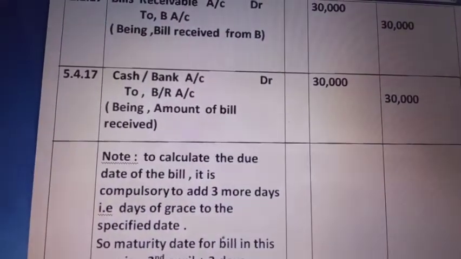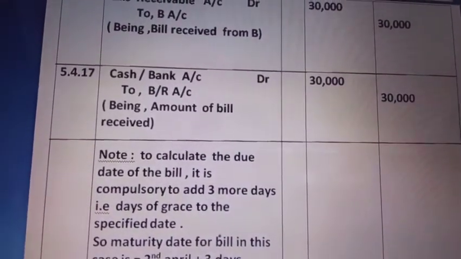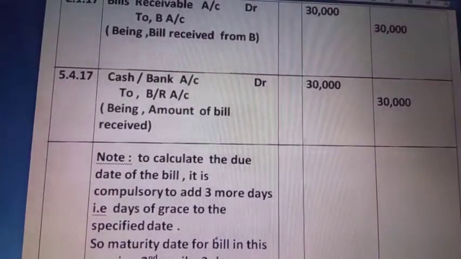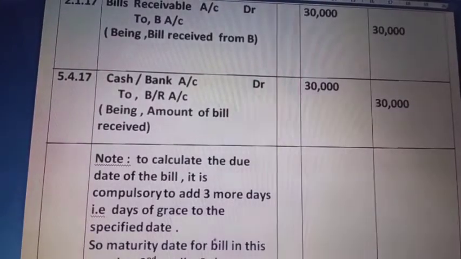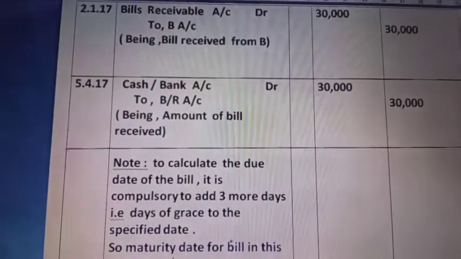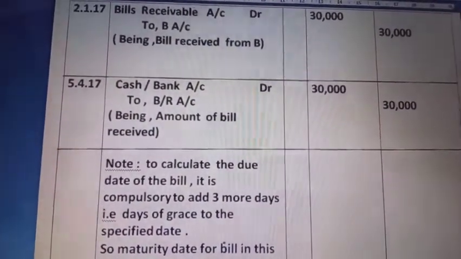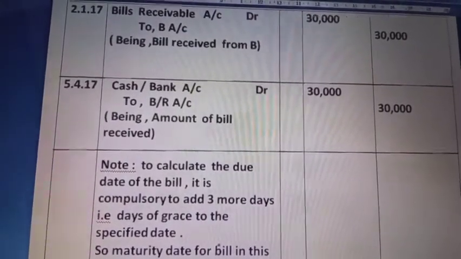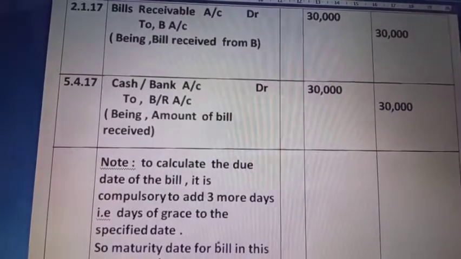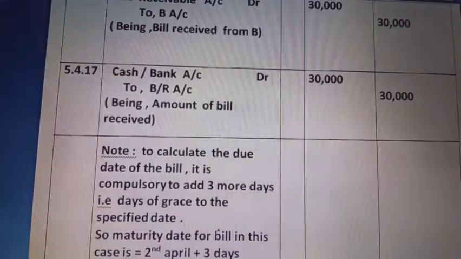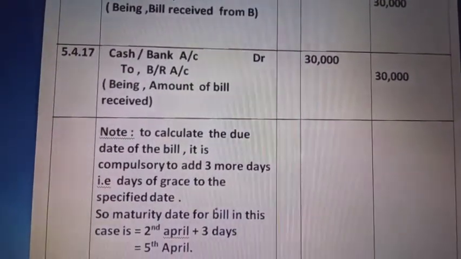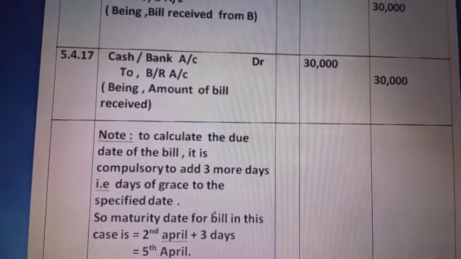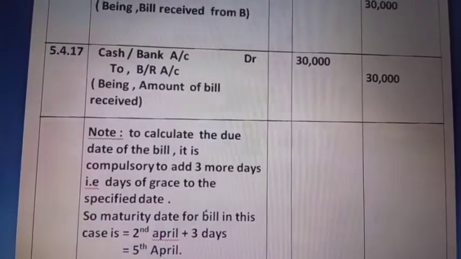The third entry is on the due date of the bill, 5th of April 2017. Since we are getting the bill amount, it can be in cash or it can be in cheque, so cash or bank account debit to BR account. BR means bills receivable, so BR is the short form for bills receivable. Being amount of bill received. Below this I have given the note on how to calculate the due date or the maturity date of the bill. And now we will move on to the journal entries for the drawee.